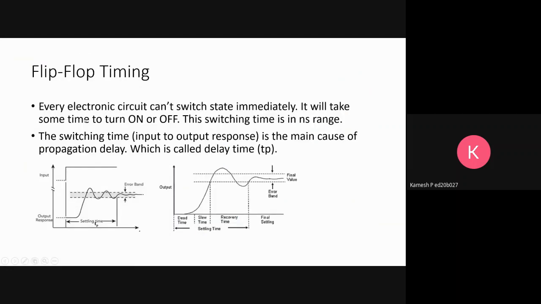Flip flop timing. Every electronic circuit can't switch state immediately. It will take some time to switch between states, I mean on and off. The switching time is in the nanoseconds range. The switching time from input to output response is the main cause of the propagation delay. This is called the delay time, TP. So you can see the settling time, dead time, slew time, recovery time, and final settling is given here.